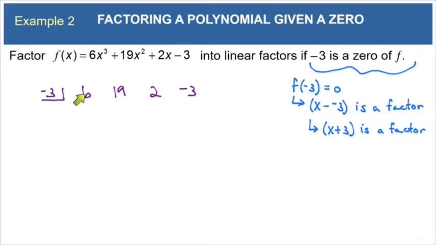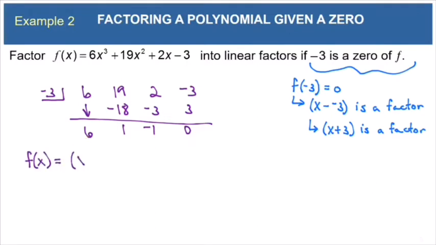I have my x to the third coefficient, x squared, then x, and then constant. And I have negative 3 in the box. Remember, if x plus 3 is a factor, that means we put negative 3 in the box, and we're going to have to get a remainder of 0 here, or we did something wrong, because we know that negative 3 is a 0. So let's do our synthetic division. We pull down, multiply, add, multiply, add, multiply, add. There is the 0 that we were expecting, and these are the coefficients of the other factor.